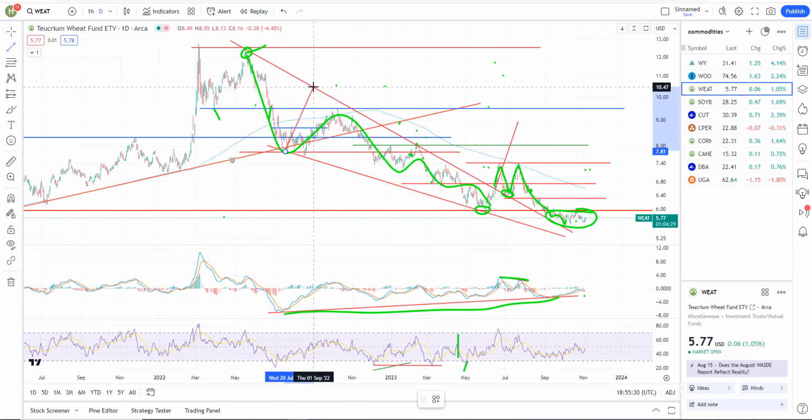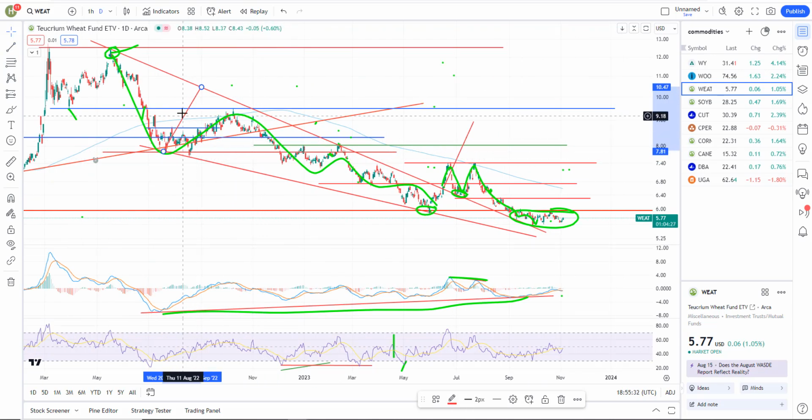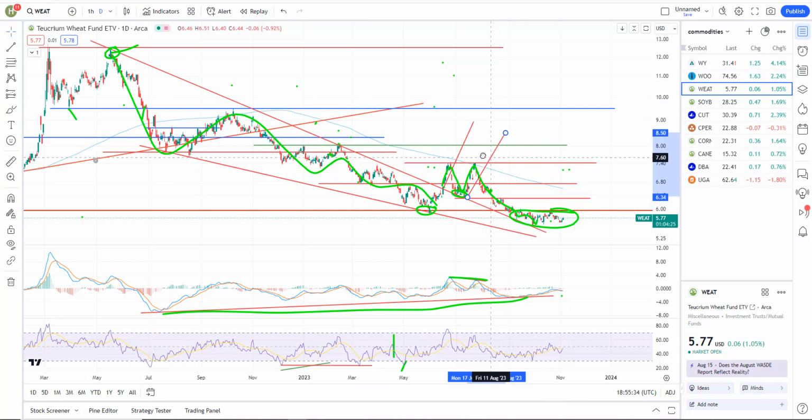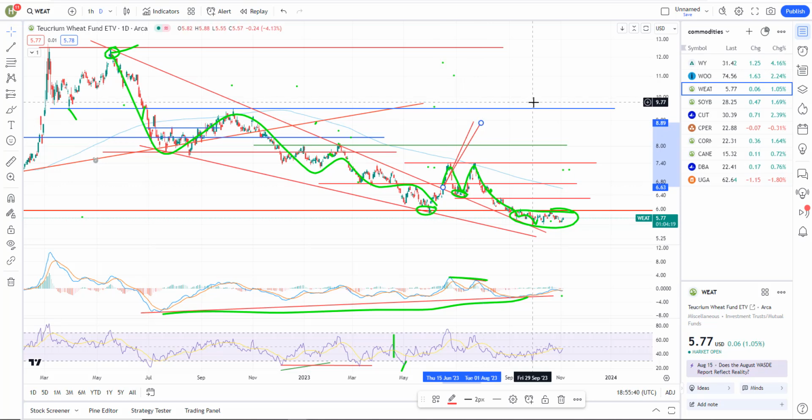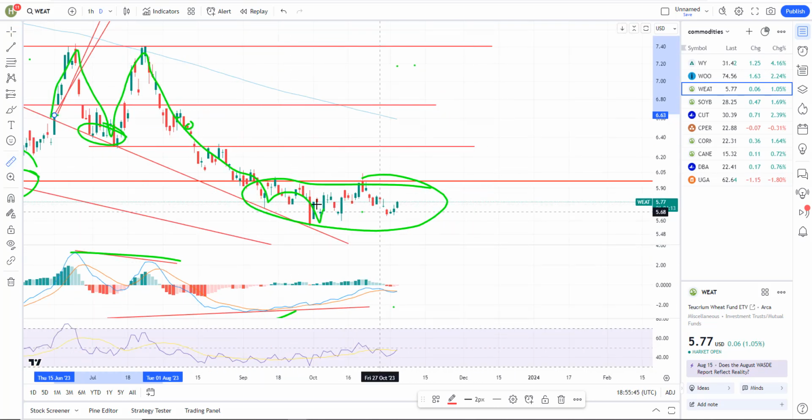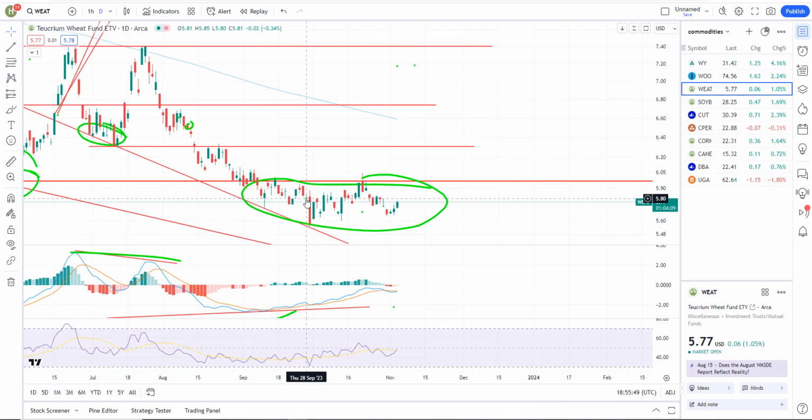This one, the measured target, you take the widest part of the wedge, which is really about right there. And the initial point of the breakout is here. That sets us up for a move to about $8.93, $9, possibly up to about $9.50. Okay, so nice sizable rally if we get it. No guarantees, but still looks bullish, still looks constructive. I'm still long this.